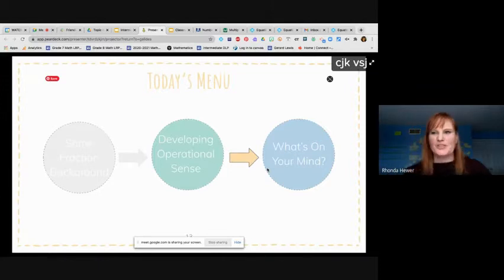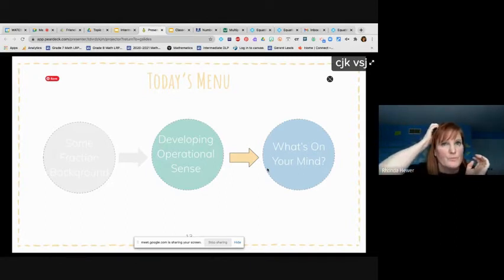Okay, so that was just a little bit of fraction background, something for you to keep in mind, something for you to think about. And now we're going to move into developing operational sense. And so what tends to happen with fractions is most of us were taught in a way that was very rule-based, very procedure-based, very algorithmic. And that worked for some of us. It did not work for the majority of the population.